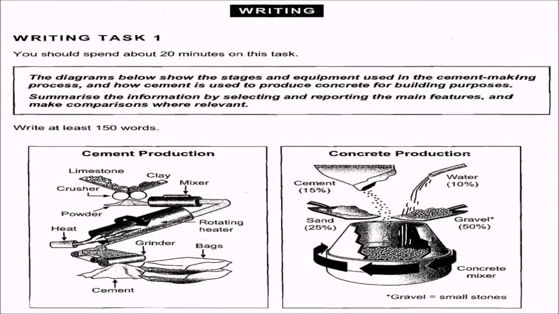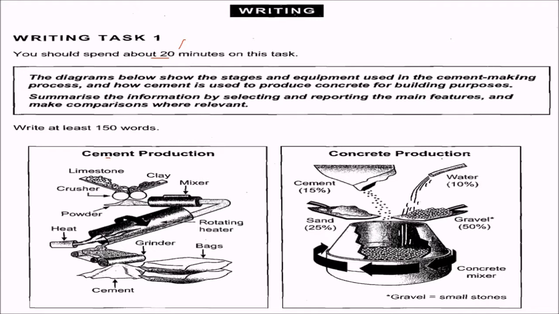Now we are on to the writing section of Test 3 of the IELTS 8 student book. This is Writing Task 1 and it needs 20 minutes. You are advised to take at least 20 minutes for this task. The diagrams below show the stages and equipment used in the cement making process.